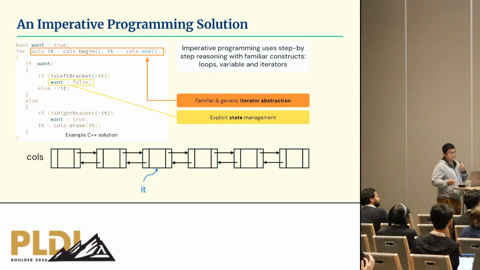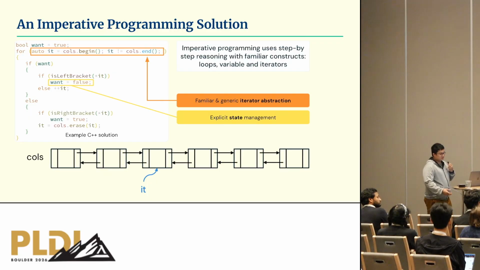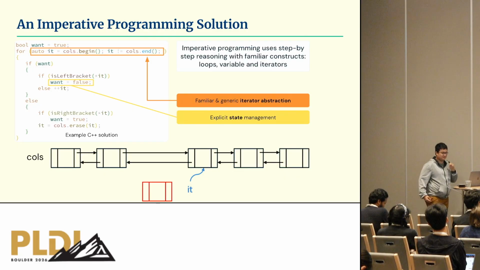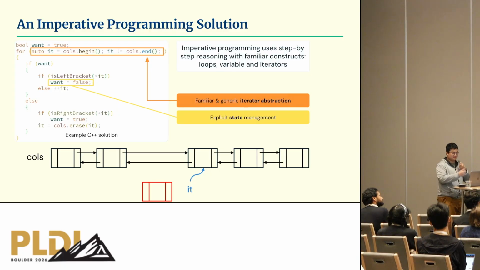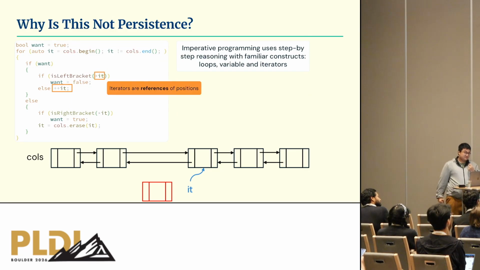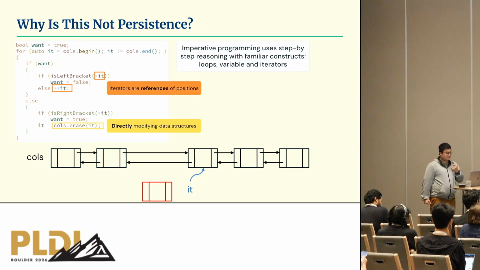However, if we want to remove the color from the collection, we call erase on the collection, and that will actually return the next element after the removed element, and this will also move the iterator to the next element. In this case, we no longer need to increment the iterator itself to avoid skipping over other elements in the collection. However, the solution is not really persistent, because iterators in C++ are generally references of positions instead of standalone values. And also, this is directly modifying the data structure.